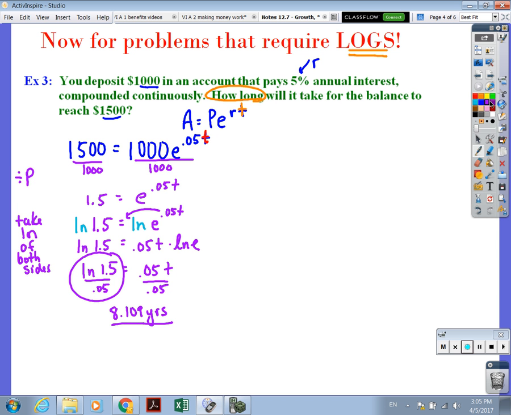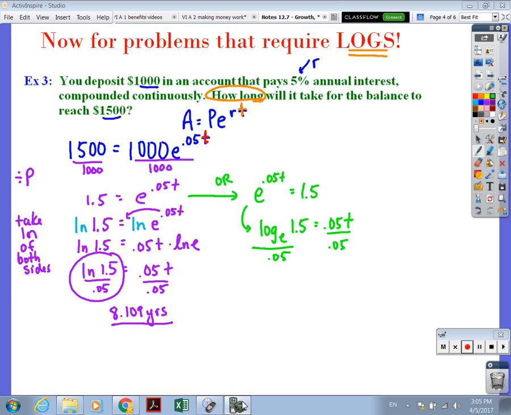Now what's another option? If you got to this point, you could have said, okay, think about what you have here. You have e raised to some power equals a number. You could rewrite it using exponents. That's log base e of 1.5 equals 0.05t and divide by 0.05. So it looks different, but you're going to get the same answer of 8.109 years.